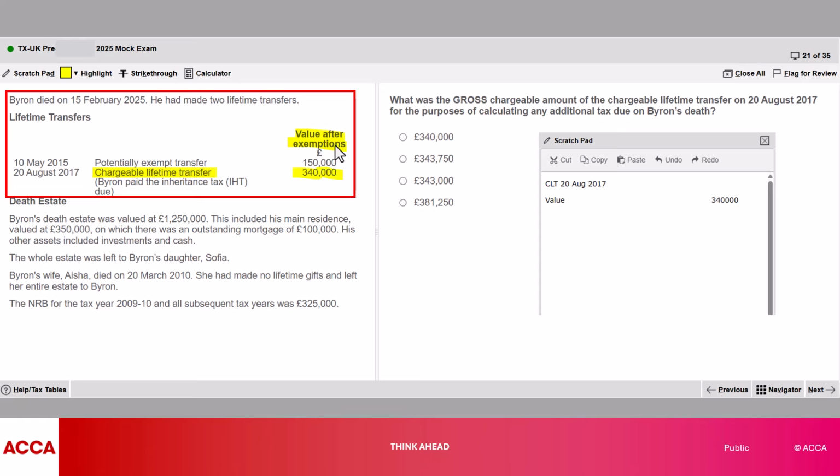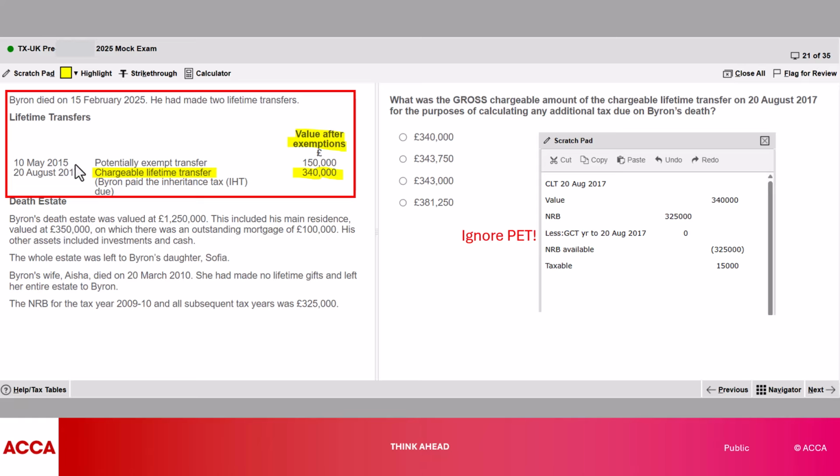So what's the gross amount of that basically to carry forwards? So we start off with the 340,000. We would deduct any exemptions, except that it says that that value is after the exemptions. Then we need to think about the nil rate band. Now the nil rate band is £325,000. And we look back 7 years before the date of this transfer to see whether any of that has been used up already.